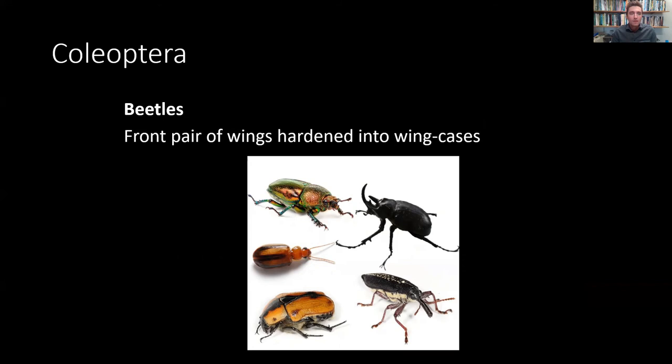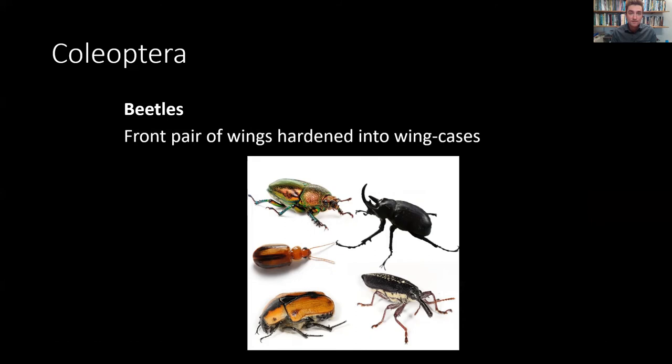And one of the things that characterizes a beetle is that the front pair of wings is hardened into a wing case. So that thick armor shell of the beetle is actually a wing. And in order for the beetle to fly, that armor shell folds up, and then the second set of wings can fold out, and usually with some sort of liquid or hydraulic pressure, they expand, they can flap around, and then they'll fold in, and the wing case will then cover up the wings once again. A great diversity of beetles in our world. Some of them plant pests, some of them predators.